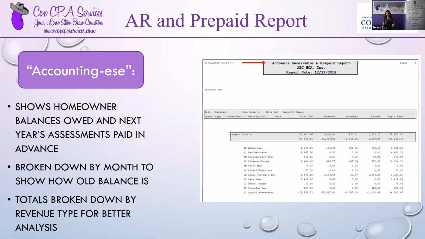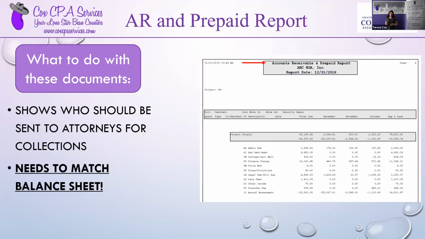And oftentimes they also have a breakdown at the bottom that shows what kind of revenue makes up the balances on the report. So this one has admin fee, assessments, late fees, etc. So you can go in and look at the codes up above on each individual homeowner and figure out what exactly they owe on. So this is a good report to figure out who should be sent to attorneys. If you've got a bunch who are in the September and earlier, or the 90 plus, and that just keeps going up and up, it might be time to send them to attorneys.